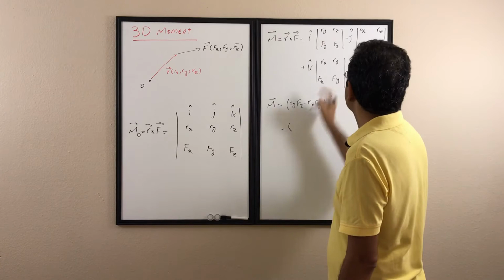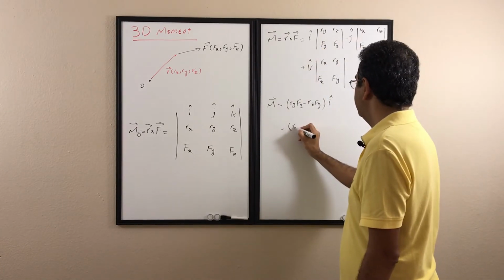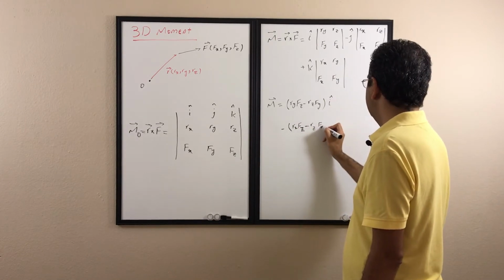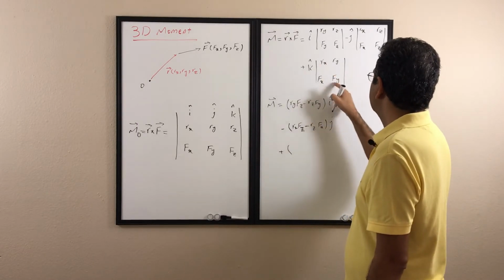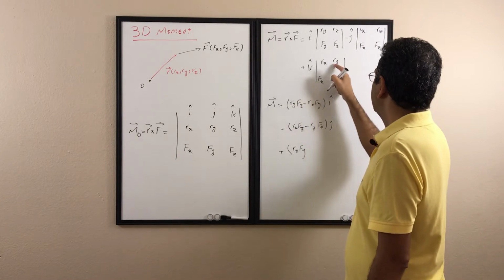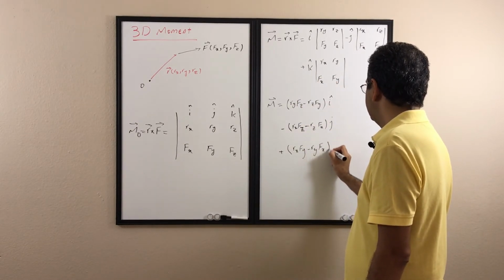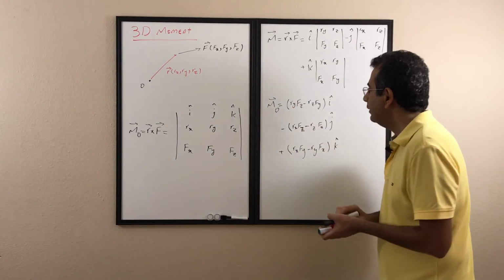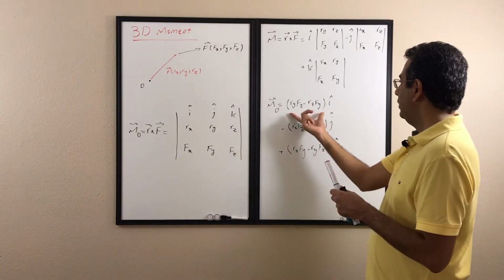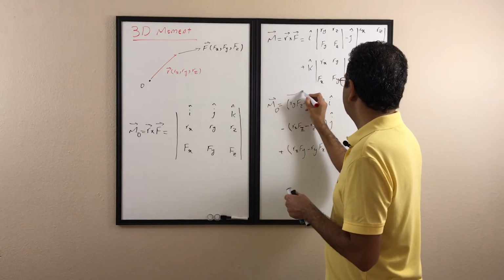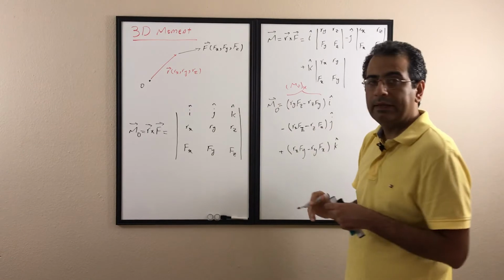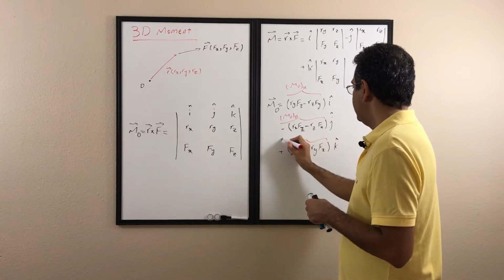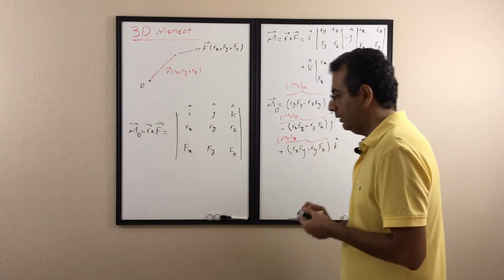Minus, don't forget the minus, Rx Fz minus Rz Fx, j, plus Rx Fy minus Ry Fx, k. So if you look at them, these are the moment of force F about point O. This is the i component, so it's basically the moment about O about the x-axis, this is the moment about O about the y-axis, and this is the moment about O about the z-axis.